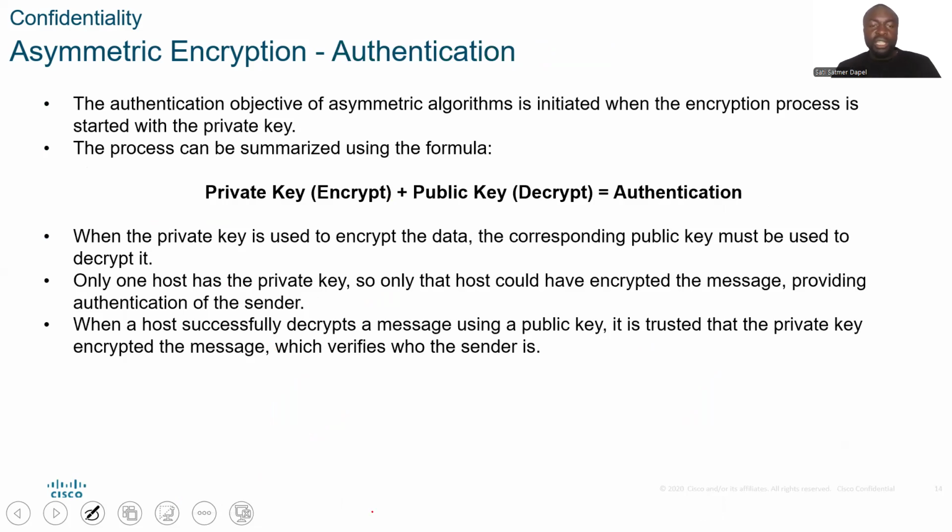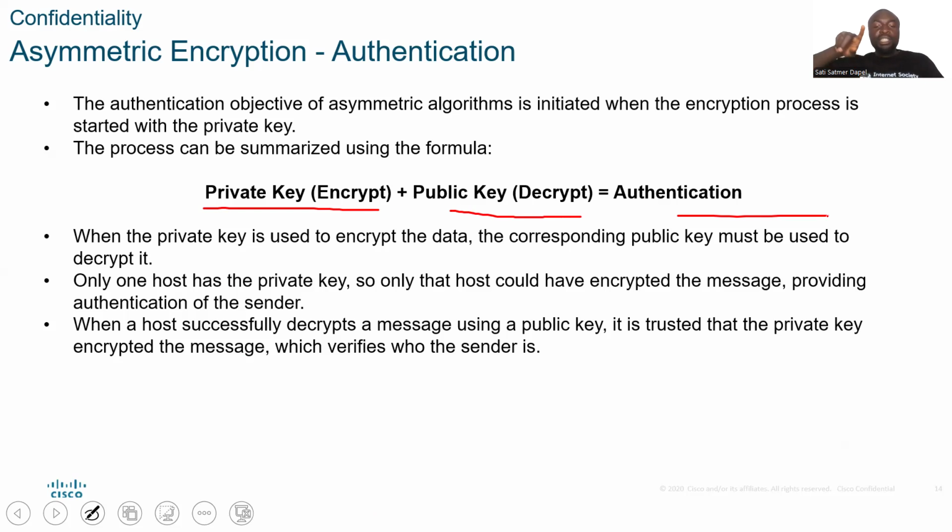So the authentication objective of an asymmetric algorithm is initiated when the encryption process is started with the private key. The process can be summarized using this formula. Private key plus public key will give you the authentication. So one is used to encrypt, the other is used for the decryption. When the private key is used to encrypt data, the corresponding public key must be used to do the decryption. So only one host has the private key.